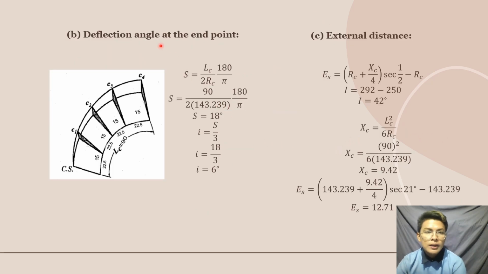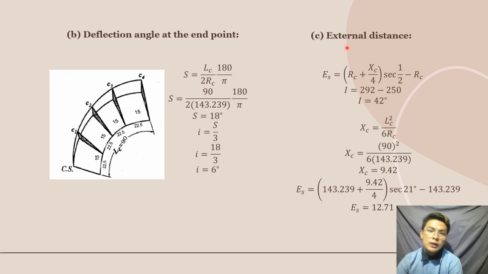Next is getting the deflection angle at the endpoint. Given this figure, we should get our S first, using the formula S equals Lc divided by 2Rc times 180 divided by pi. Using the cross method, S is equal to 18 degrees. Then I, the deflection angle at the endpoint, is equal to S divided by 3. 18 divided by 3 is 6.